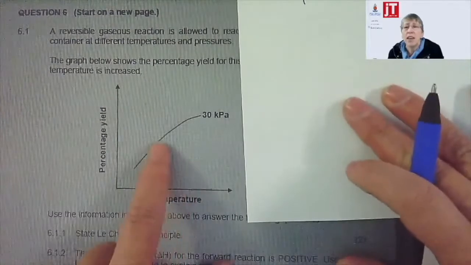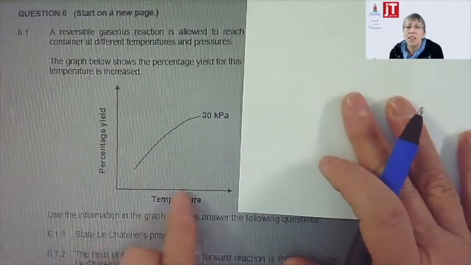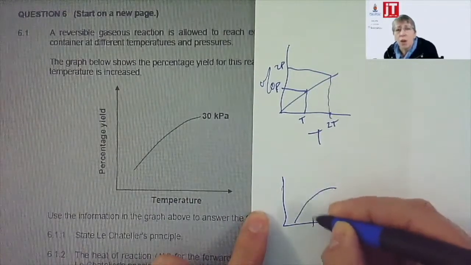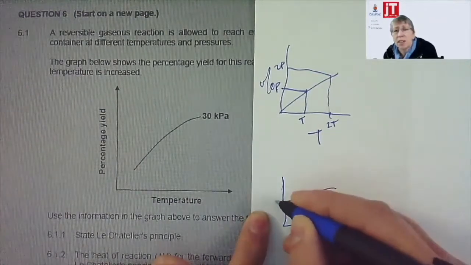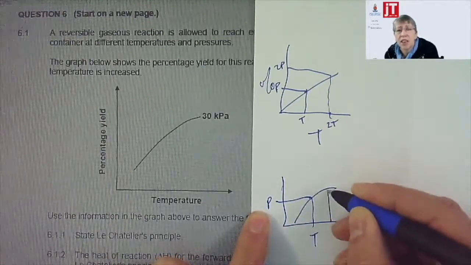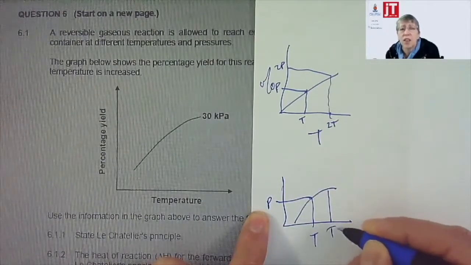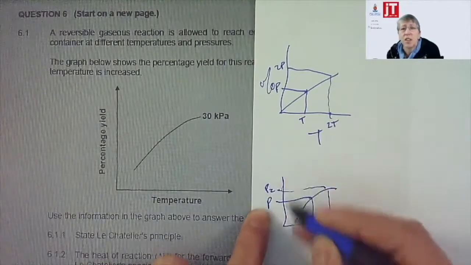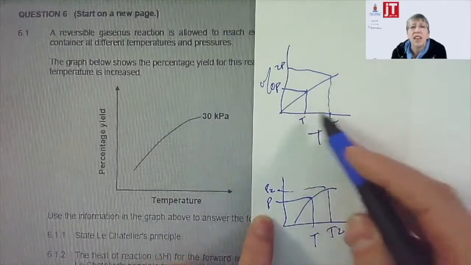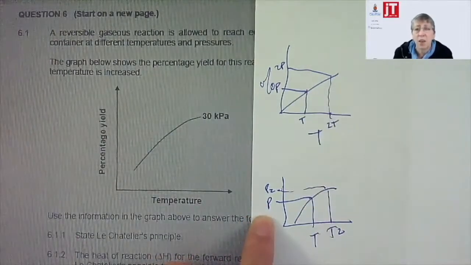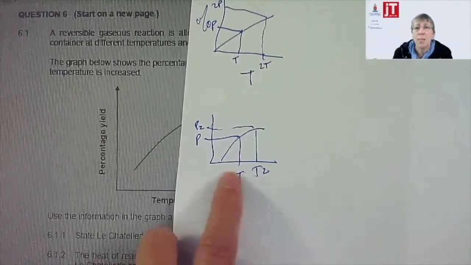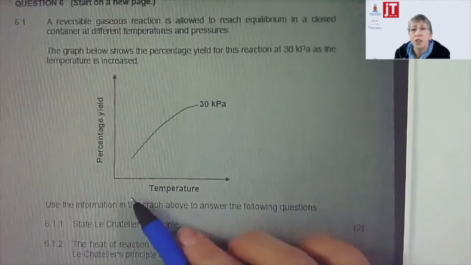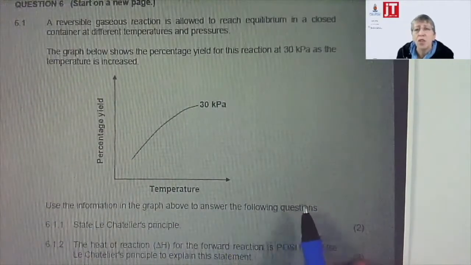The only thing that we can tell from the graph is when the temperature increases. Now, if you look at this one, if you've got a T like this, you've got a percentage over there. If the temperature increases, right, you've got a new bigger temperature, then you will have a higher yield, right? It's just not in the same ratio as directly proportional. But we know a bigger temperature will have a bigger percentage yield. And now for the questions. Use the information in the graph above to answer the following questions.